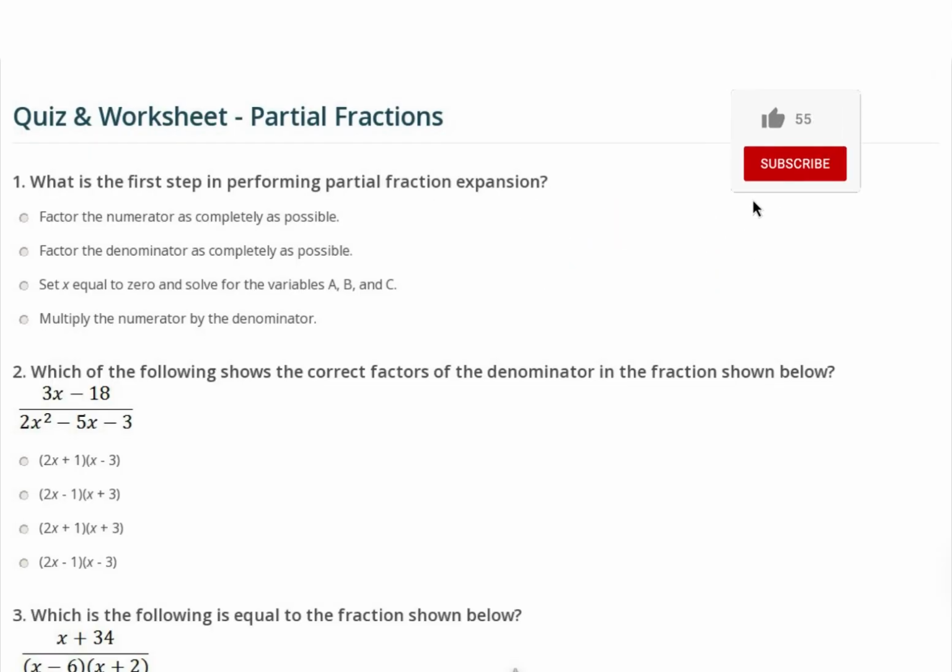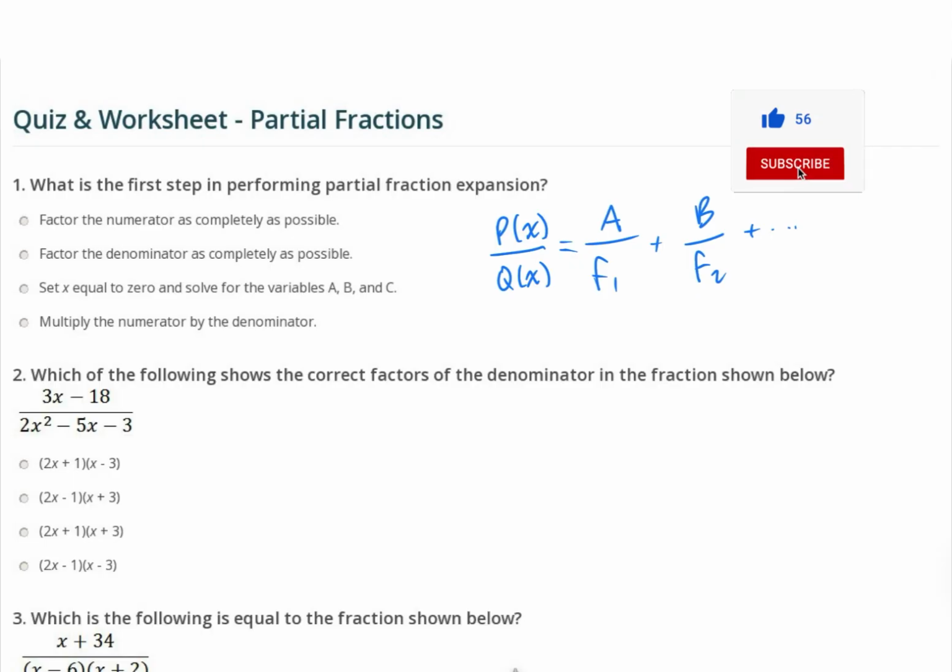The first question asks, what is the first step in performing partial fraction expansion? The first step is factoring the denominator q of x into simpler forms, which will help us integrate. And so the answer is 2.